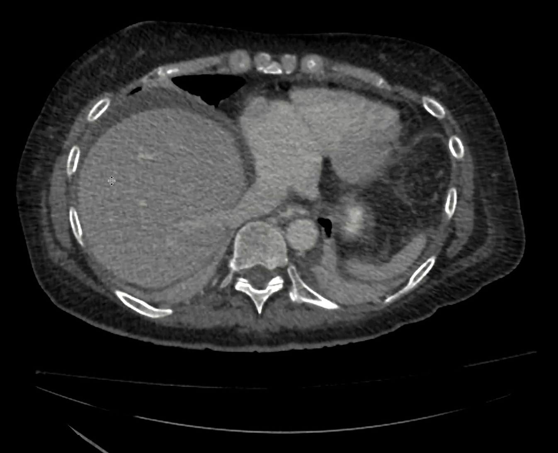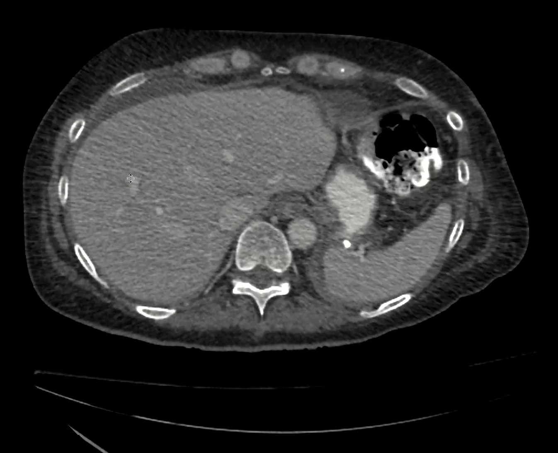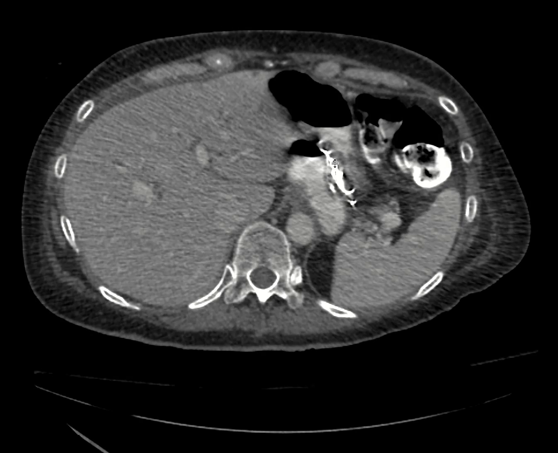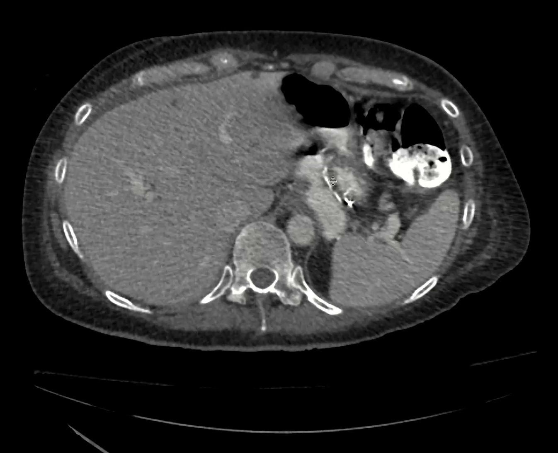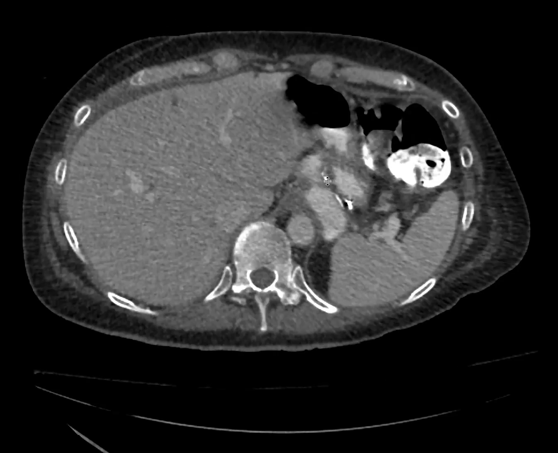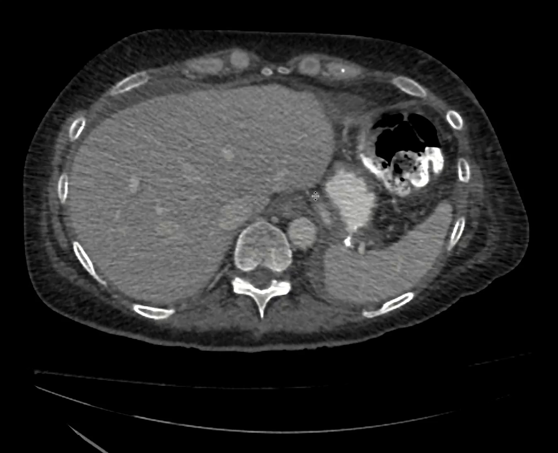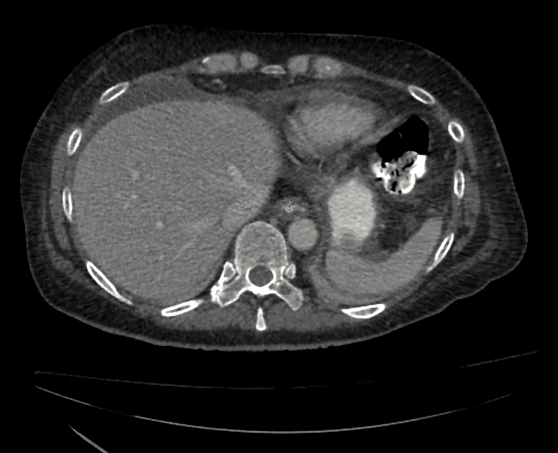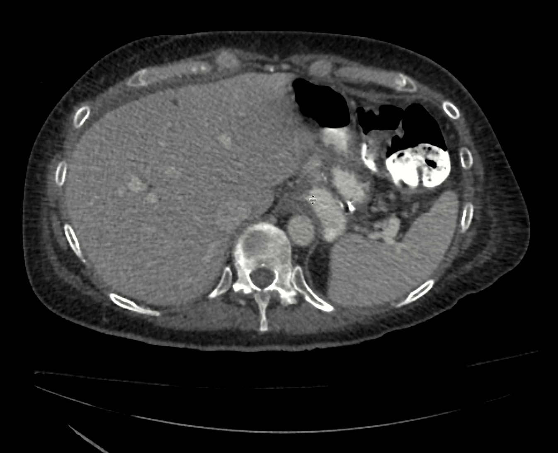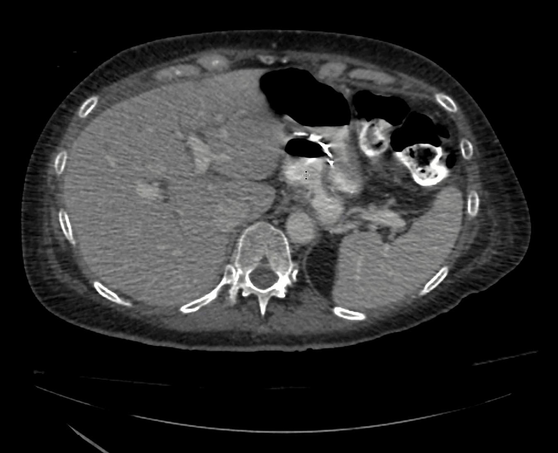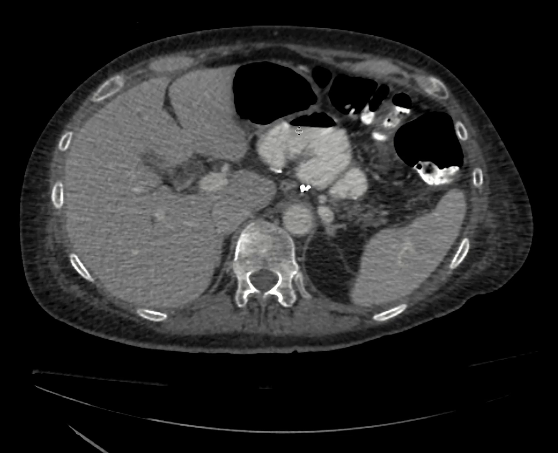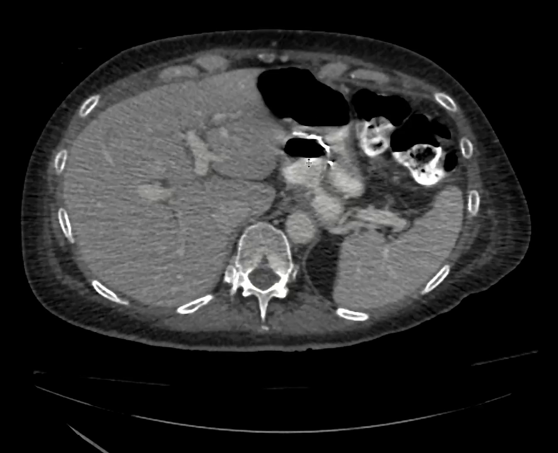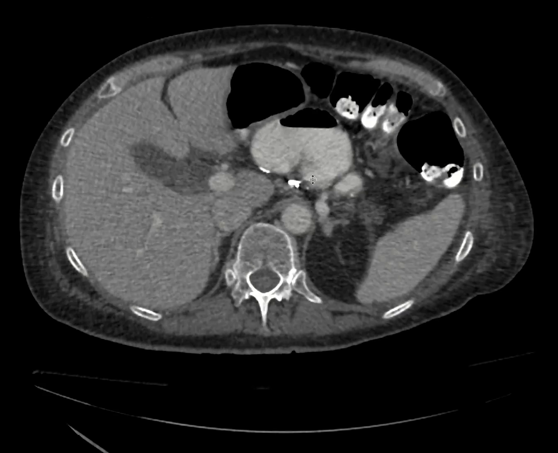Here's a CT of a patient who had a gastric bypass. We can see the gastric staples right here, and the patient also had oral contrast on board. We can see the oral contrast. And so here's the distal esophagus coming into our gastric pouch right here, and then it comes more distally and enters into the jejunum. And so this is our gastrojejunostomy here.